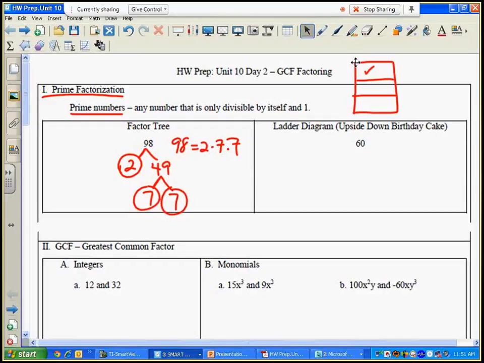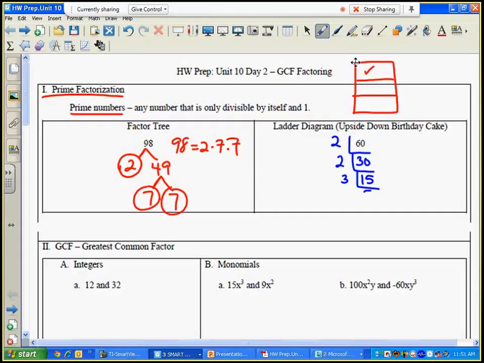Another way that you guys might have done it in the past is by what's called a ladder diagram, or some of you guys might have heard it called an upside-down birthday cake. But the idea is very, very similar to what we just did a moment ago. We start with 60 and we say, okay, let's pick a prime like 2, and let's see how many times it goes in there. Well, it goes in there 30 times. Then we see if we can do it again. 2 times 15.